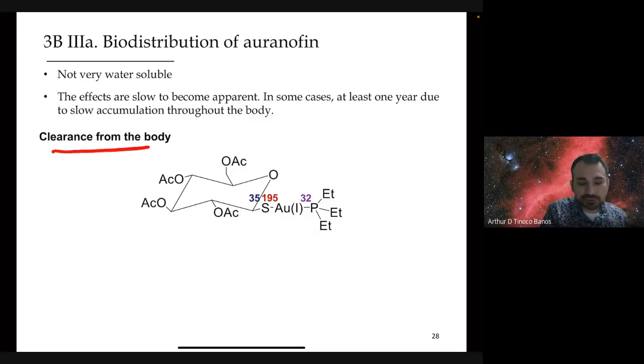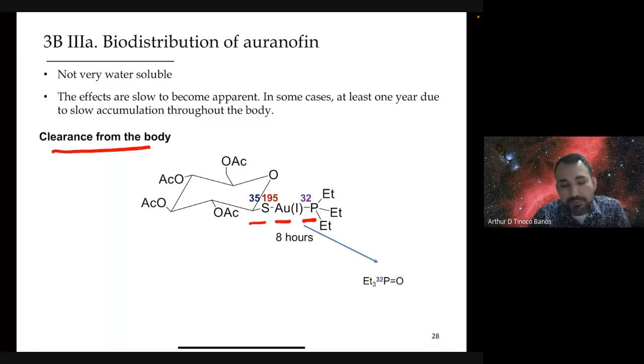And so we can look at this from the perspective of clearance from the body. All right, so that's one way of gauging sort of the pharmacokinetics, the pharmacodynamics of a particular drug. So here we're looking at a study that was done in which isotopically labeled forms of the compound were prepared. So we have sulfur 35, gold 195, and phosphorus 32. And so as it turns out, when you look at it from the perspective of these components, the phosphorus can be cleared from the body within 8 hours. And so we see this biotransformed form of the phosphorus.